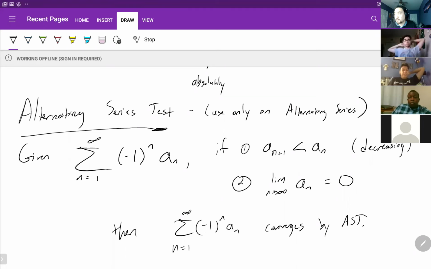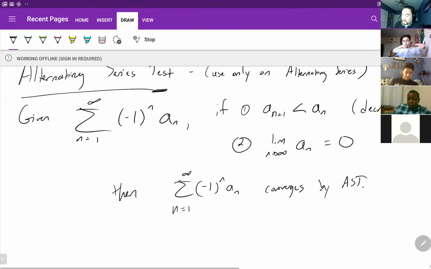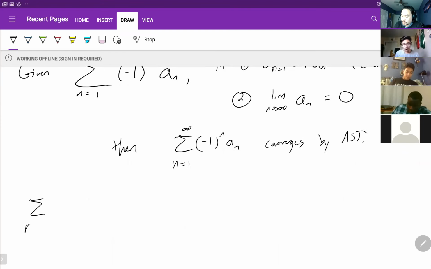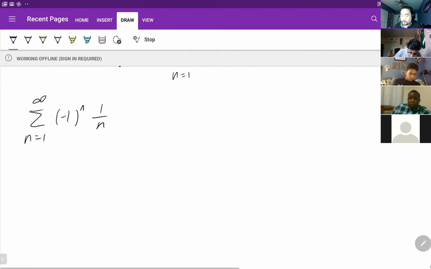Any questions? No? So let's look at a really easy example here, one that should look very familiar. Does that look familiar? We saw this when we were doing the integral test, just without the alternator. We said that 1 over n diverges. It's the harmonic series, and it diverges because when you integrate it, you get ln, and ln grows.